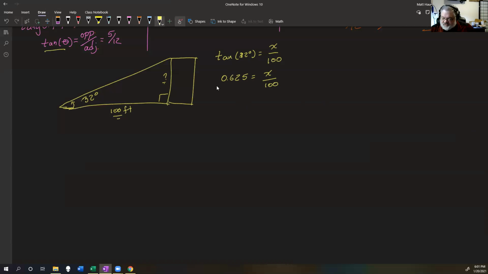But yeah, once we're comfortable that that's coming from the proper mode in the calculator, just as you said, multiply both sides by that 100. And 62.5 feet. How tall is that building? It's 62.5 feet.